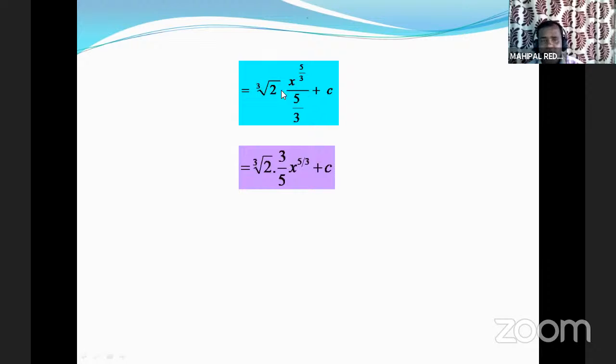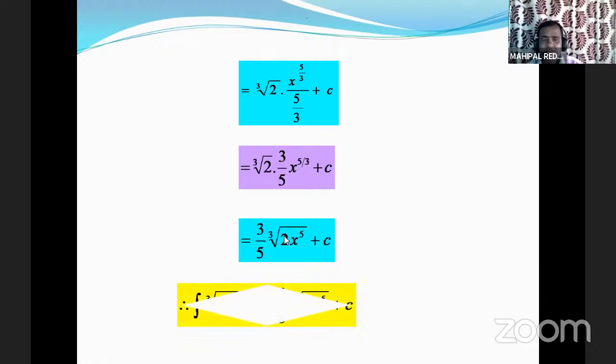That means cube root of 2 into x power 5 by 3, divided by 5 by 3, equals cube root of 2 into 3. The 5 by 3 becomes 3 by 5 when it comes to the numerator: 3 by 5 into x power 5 by 3 plus c. So it implies 3 by 5 cube root of 2 into x power 5 plus c. Therefore, the solution: integration of cube root of 2x squared equals 3 by 5 into cube root of 2 into x power 5 plus c.